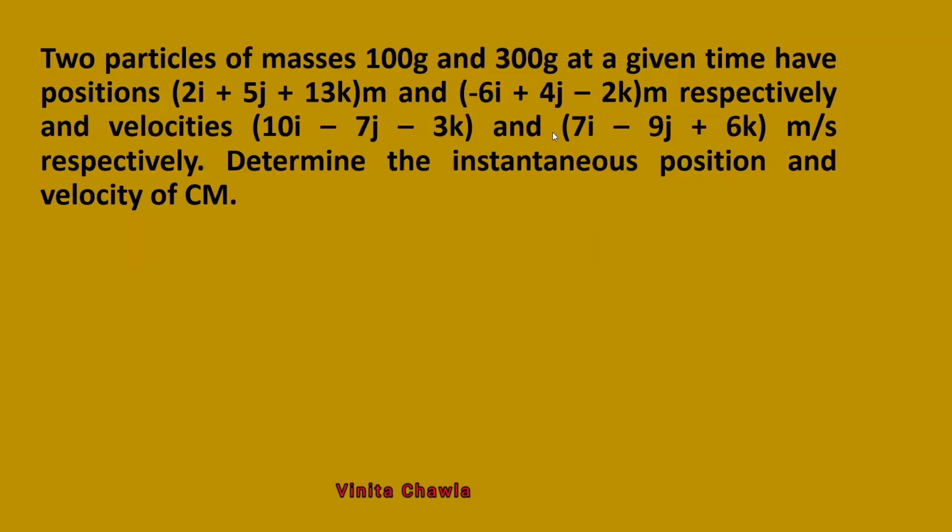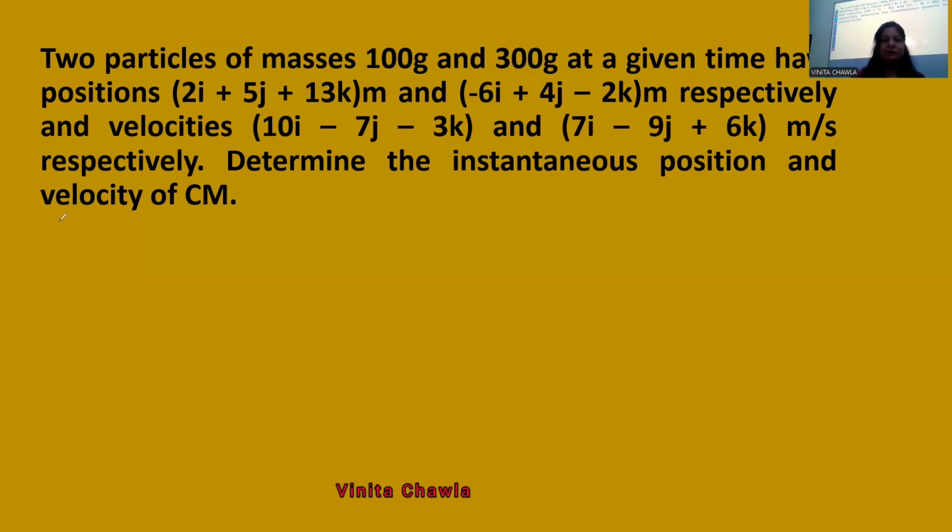Discrete. So two particles of masses 100 gram and 300 gram at a given time have the positions 2 i cap plus 5 j cap plus 13 k cap meter, and minus 6 i cap plus 4 j cap minus 2 k cap meter respectively. And velocities are also given: 10 i cap minus 7 j cap minus 3 k cap, and 7 i cap minus 9 j cap plus 6 k cap meter per second respectively. We have to find instantaneous position and velocity of center of mass.